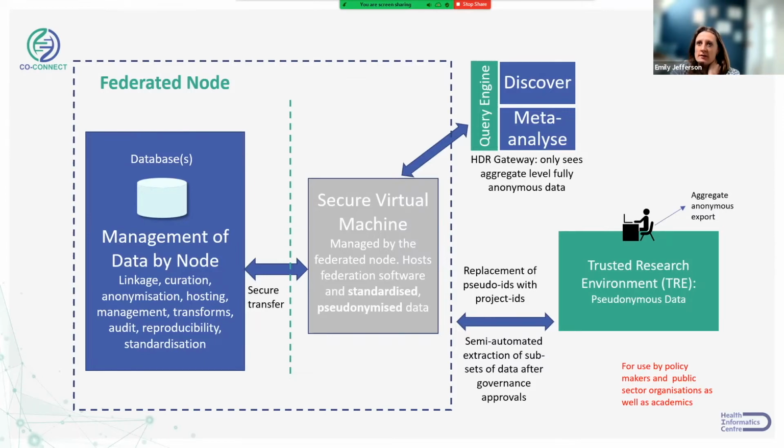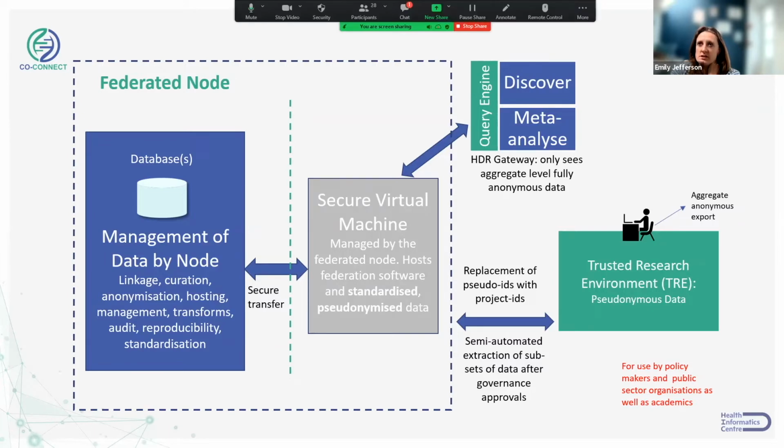Then you have the HDR UK Gateway and a query engine, which sends queries submitted by researchers to discover data to the virtual machine. That returns a high-level aggregate answer back to the HDR UK Gateway, to say how many people meet the particular research criteria. Or for data partners that have agreed to turn on the capability, you could do meta-analysis, which is basically trends and things looking at that data as well. So you can submit these requests, and what is returned is high-level aggregate information.